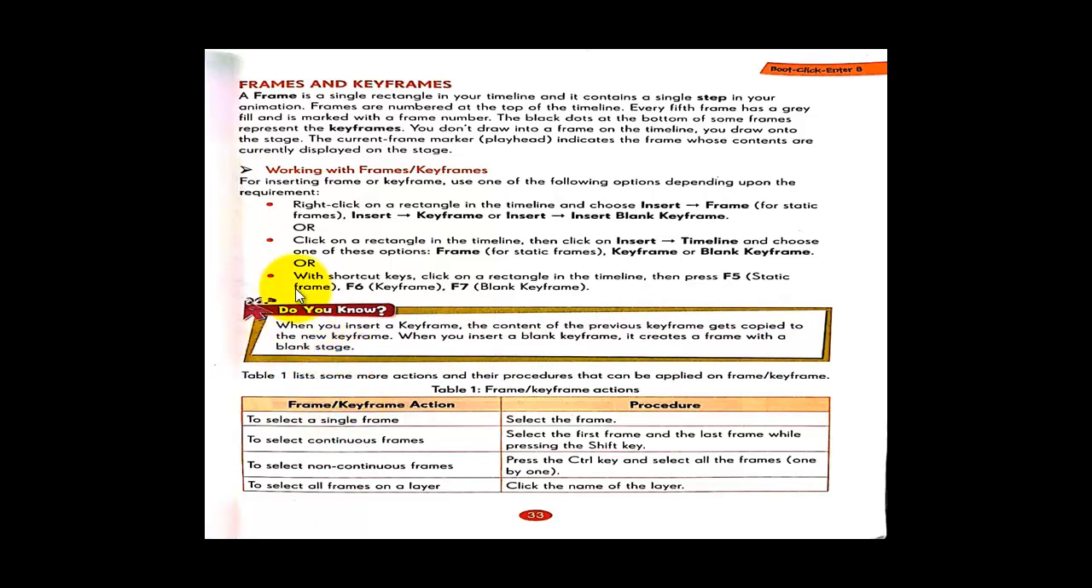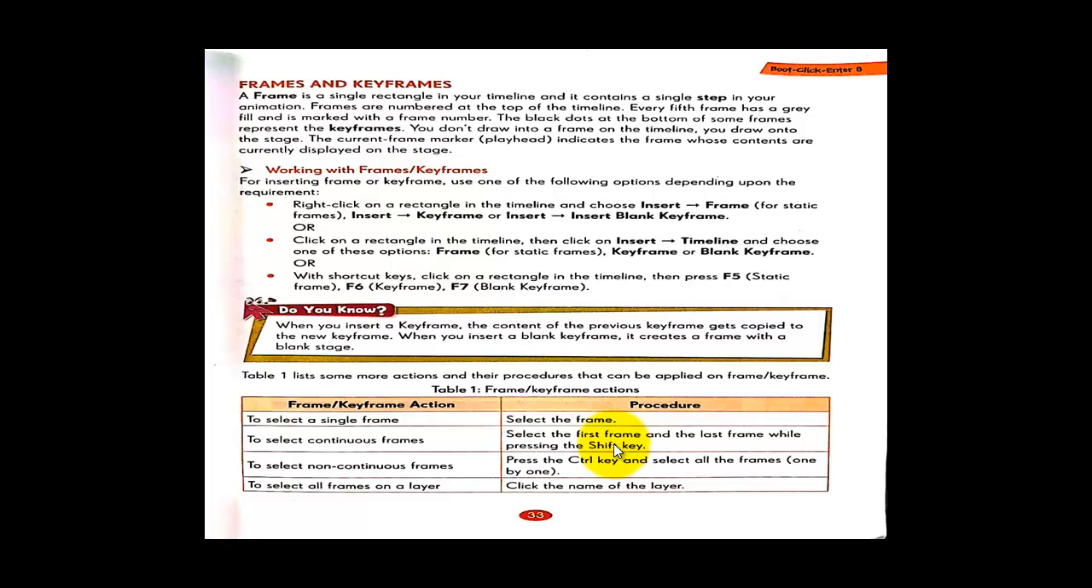Now Table 1 lists some more actions and procedures that can be applied on a frame or keyframe. This is the frame or keyframe action, and this is the procedure. To select a single frame, you just select the frame. To select continuous frames, select the first frame and the last frame while pressing the Shift key on the keyboard.